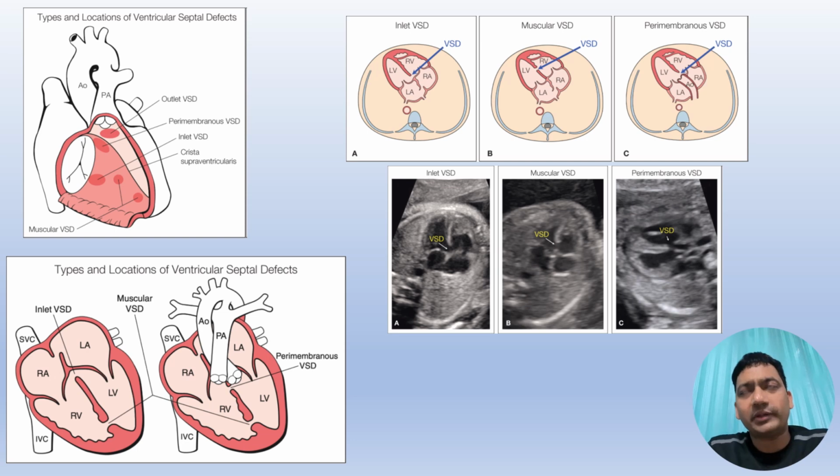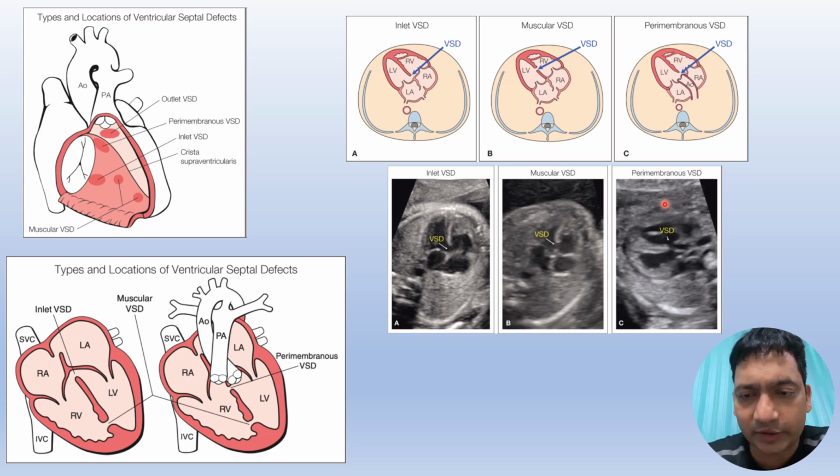So the most simple and the most practical classification divides the VSD into four major subtypes. Those are the inlet VSD, the muscular VSD, the perimembranous VSD, and the outlet VSD. So these are the diagrams depicting the same, and these are classical textbook pictures. We'll discuss the different types of VSD in some other presentation, but this discussion pertains to the muscular VSD.